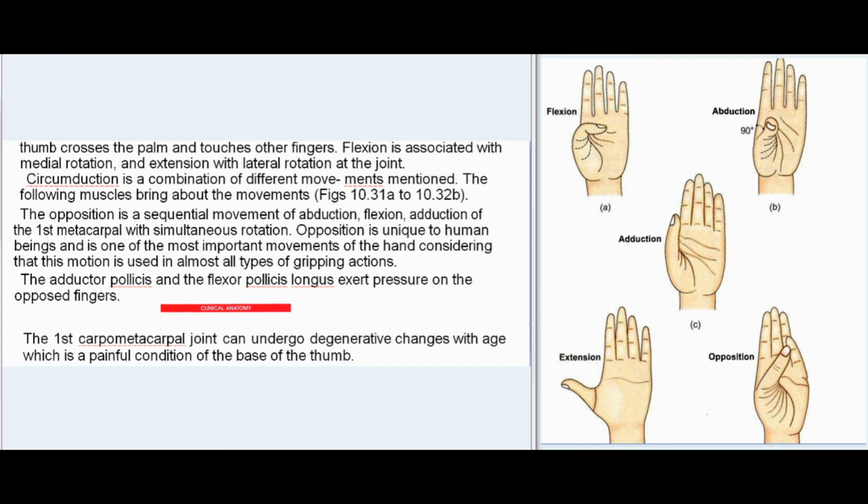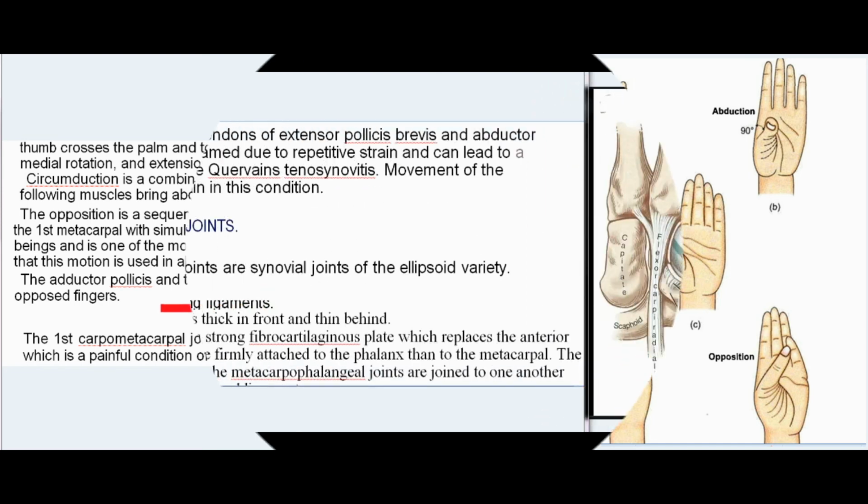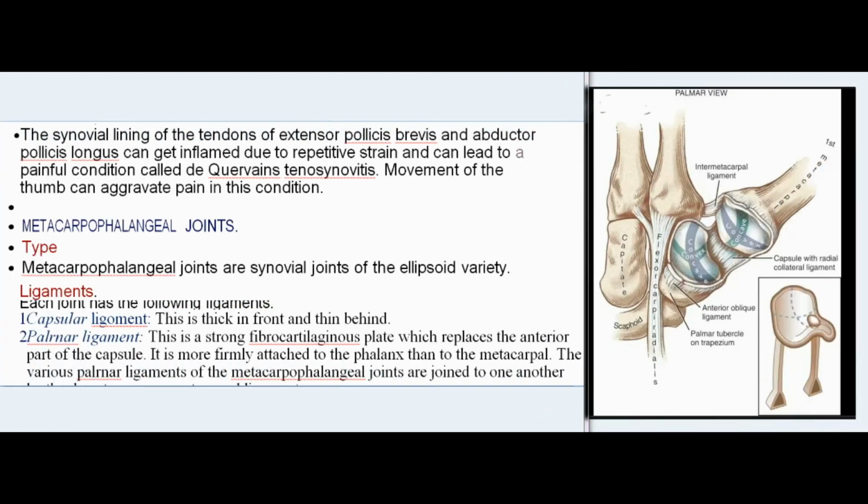The first carpometacarpal joint can undergo degenerative changes with age, which is a painful condition of the base of the thumb. The synovial lining of the tendons of extensor pollicis brevis and abductor pollicis longus can get inflamed due to repetitive strain and can lead to a painful condition called de Quervain's tenosynovitis. Movement of the thumb can aggravate pain in this condition.